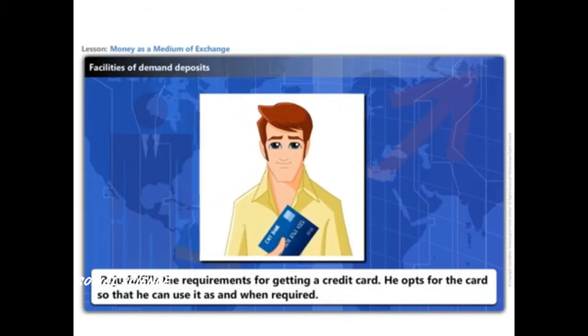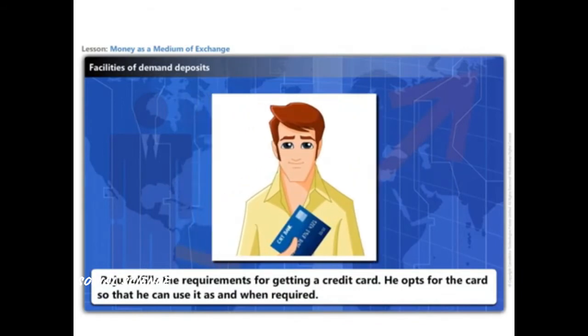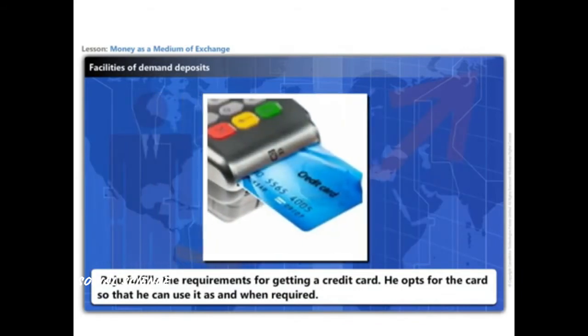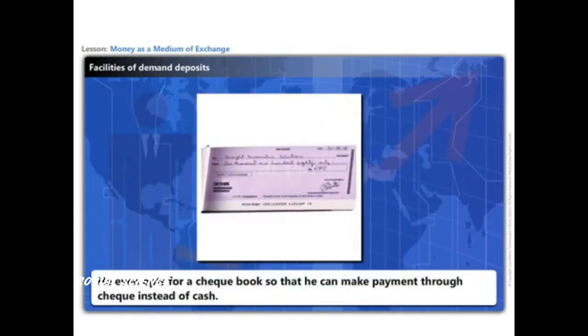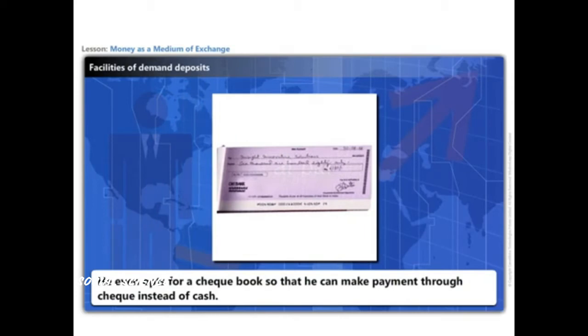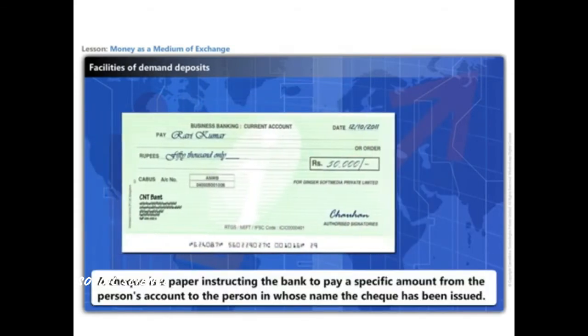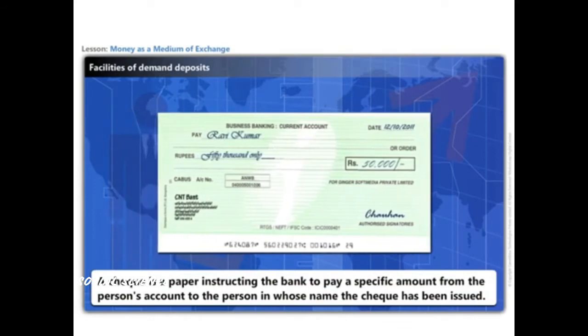If Raju is eligible for a credit card and if he opts for it, then he can use it as and when required. He even opts for a checkbook so that he can make payment through check instead of cash. A check is a paper instructing the bank to pay a specific amount from the person's account to the person in whose name the check has been issued.